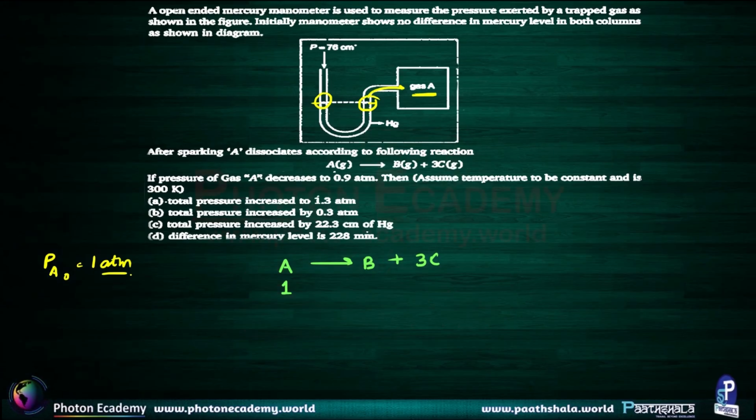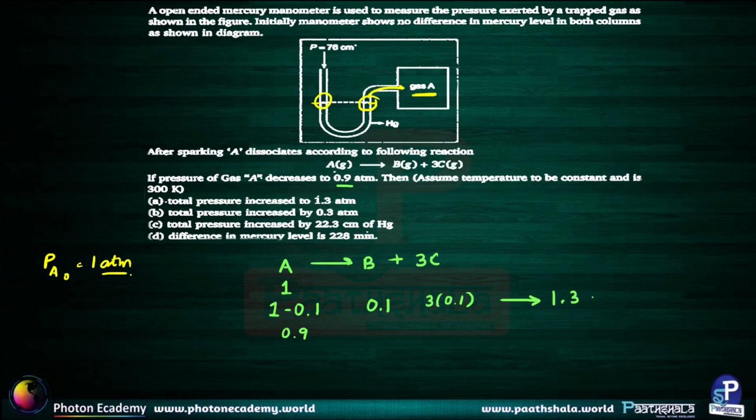Now they are saying that after the reaction the pressure decreases to 0.9 atm, which implies that 1 minus 0.1, which is 0.9. For this, 0.1 moles of B will be formed, giving a pressure corresponding to 0.1 atm. And similarly for C there will be 3 times 0.1 atm. So if we add all three, we have 1.3 atm pressure inside the container now after the reaction. So initially the pressure was 1 atm and now the pressure is 1.3 atm. So the total pressure has increased to 1.3 atm.